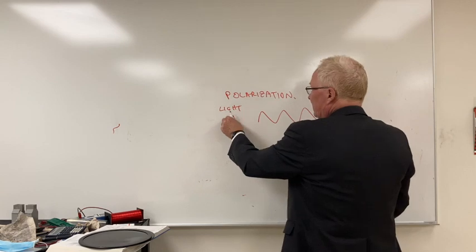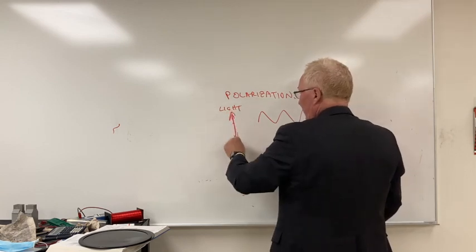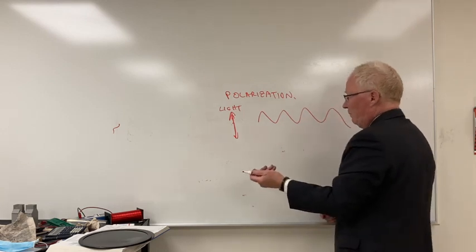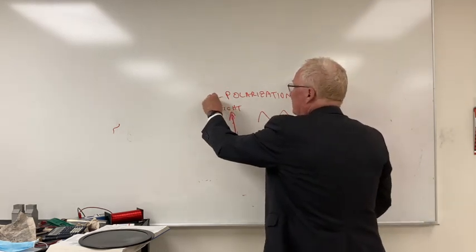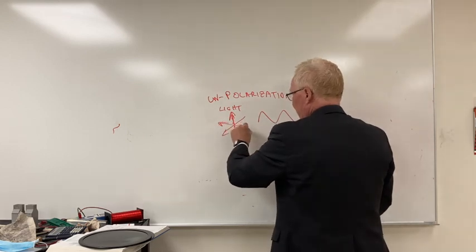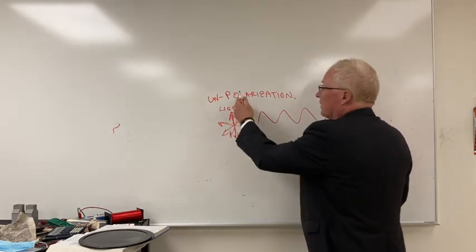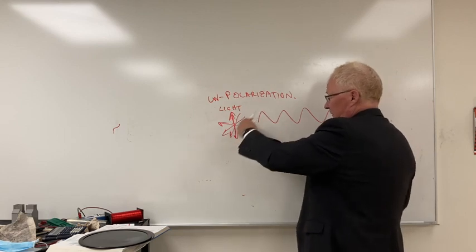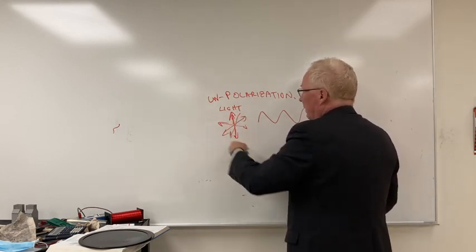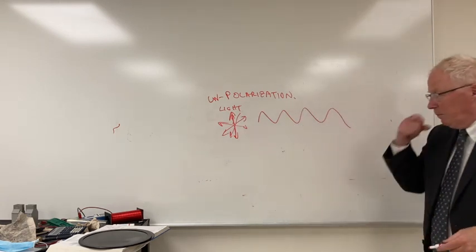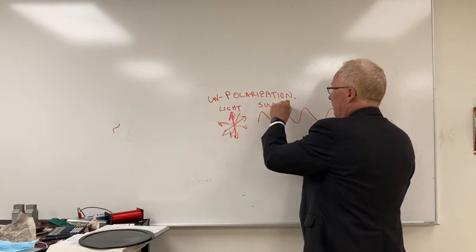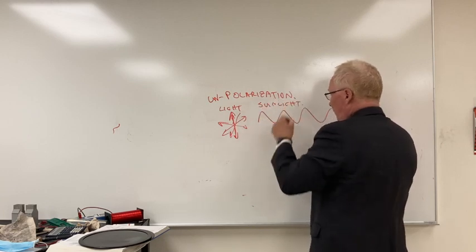If you look at this as a single wave going up and down, that's what we'd see. But if it's unpolarized, then it's actually vibrating in all sorts of directions coming at you. There's some light vibrating this way, some light vibrating that way, all random directions. This is what we call unpolarized light.